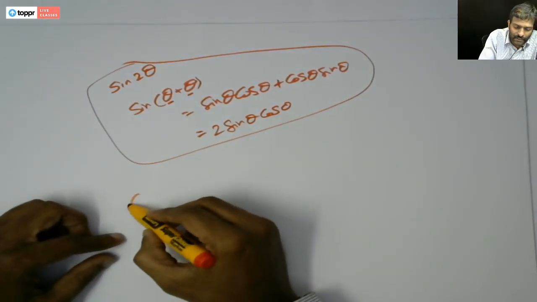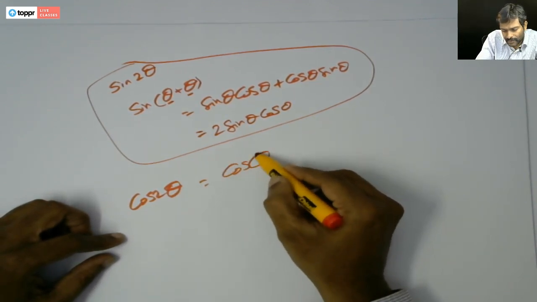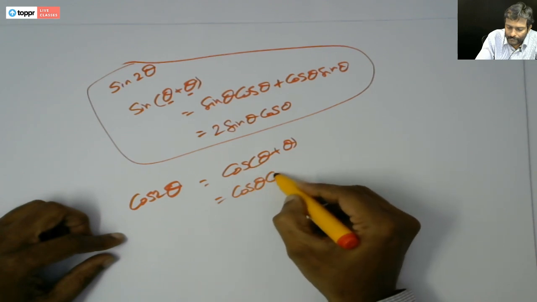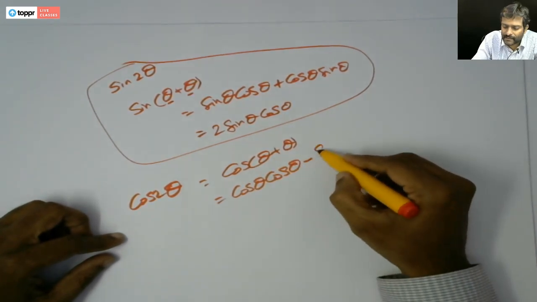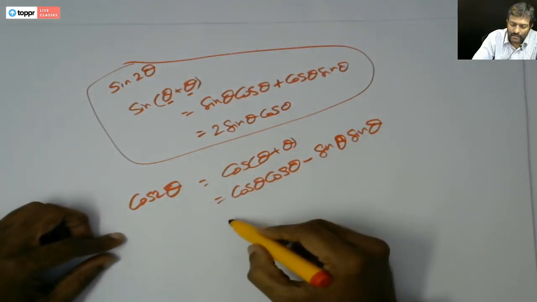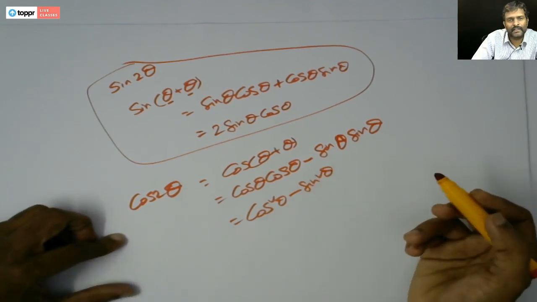And if you are doing cos 2 theta, same rule if you apply, cos of theta plus theta, which is cos A cos B minus sine A sine B, which is cos square theta minus sine square theta, right?